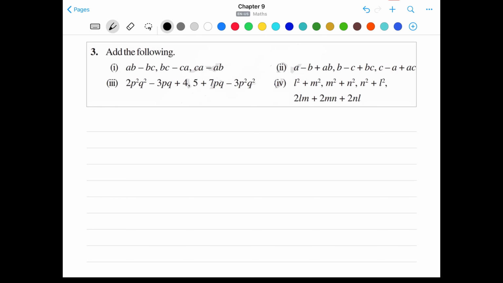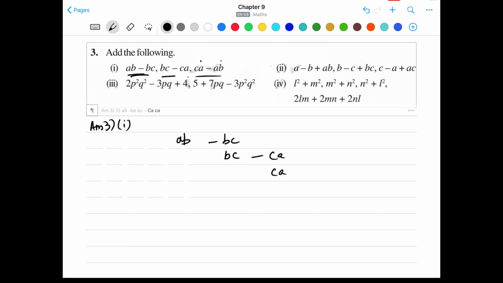Let's start with the first term. We have AB minus BC. Then the second term is BC minus CA. This BC is a like term to the BC above, so we'll write it below it. Then we have minus CA, and we don't have a CA term in the first one, so we'll write minus CA here. Then we have CA minus AB. This CA will be written right below the previous one, and AB will be written under the first term AB. That's how you can write the like terms one below the other.